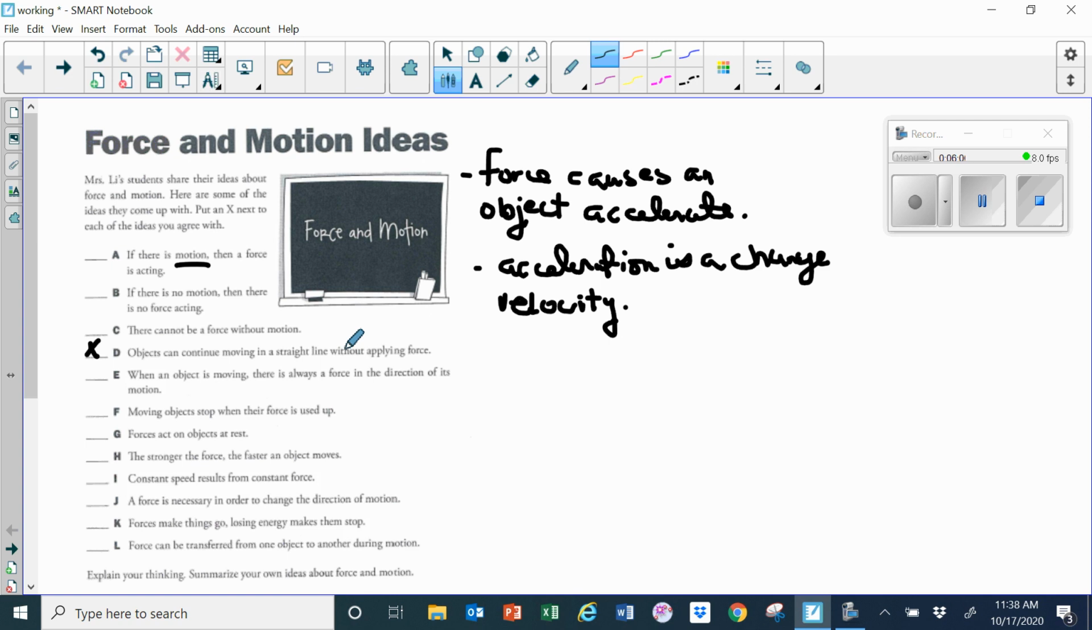Okay, number F: moving objects stop when their force is used up. Well, I can see why people would say that might be true.